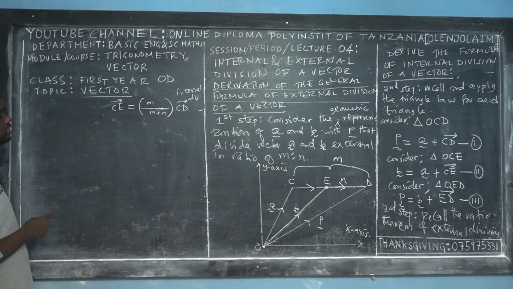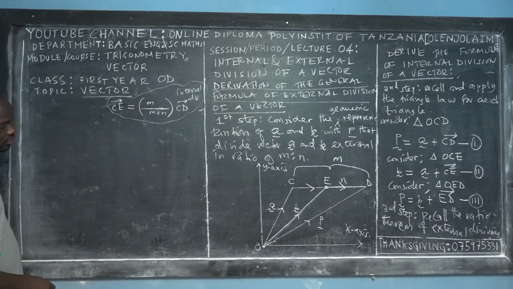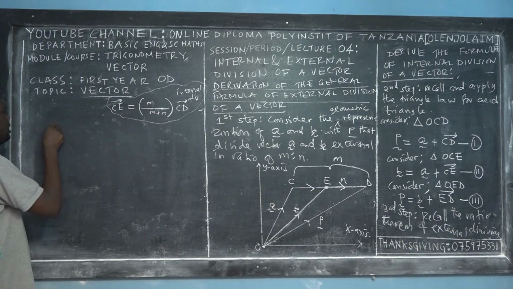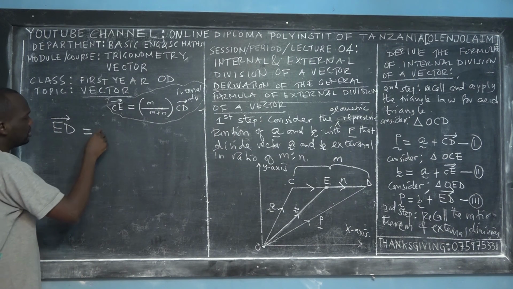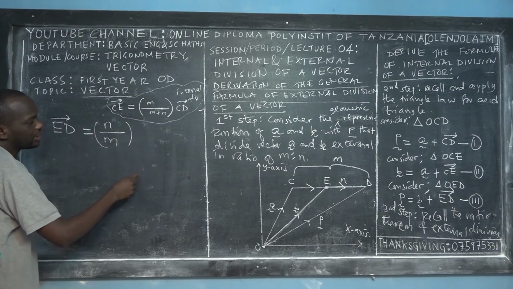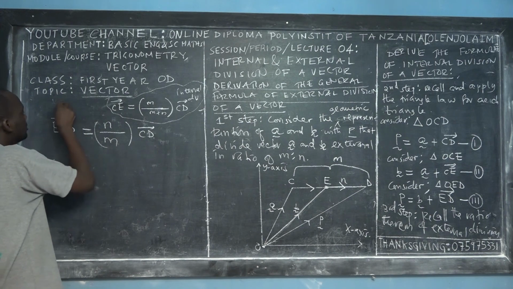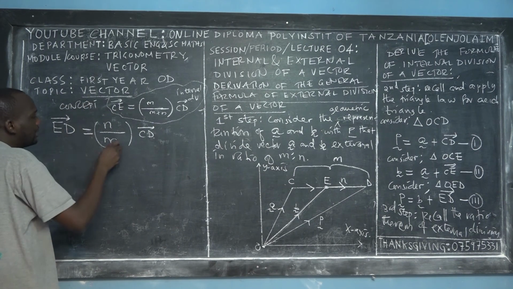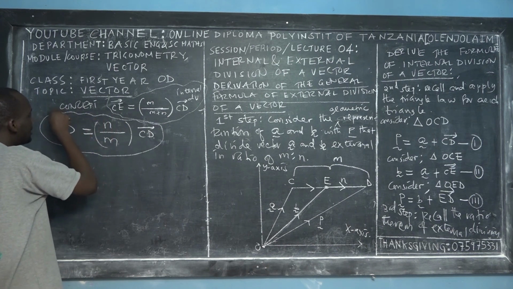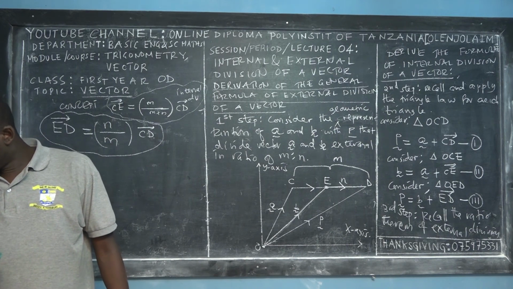So what do we say about external division? For the external division, vector ED is equal to n over the sum, but the sum today is m, times the resultant vector, which is CD. This is the concept, so keep it. Don't round it like this in the exam. I'm just giving you notes.